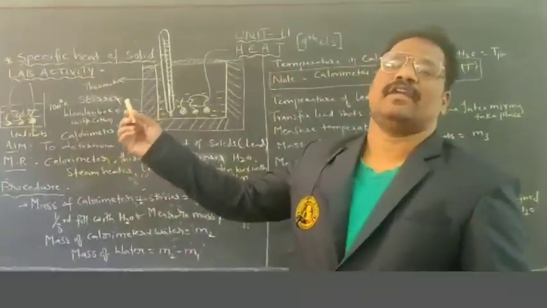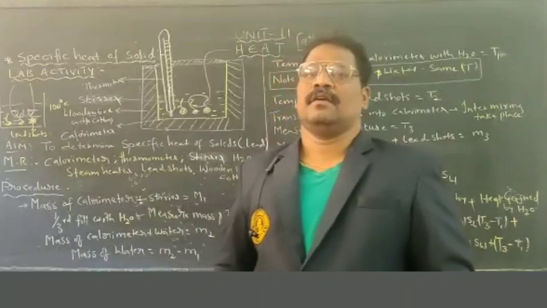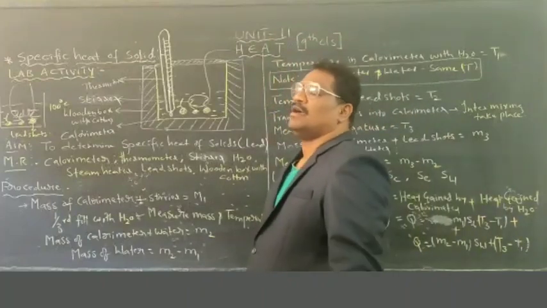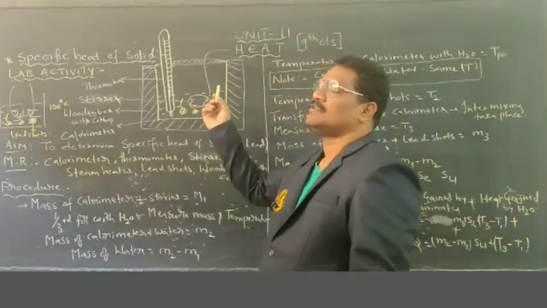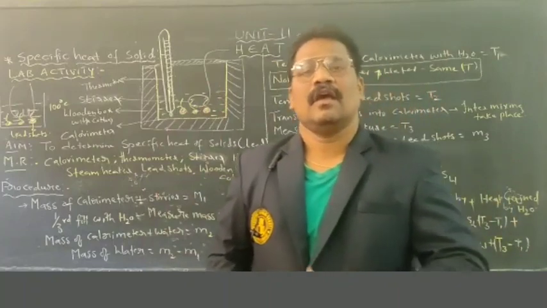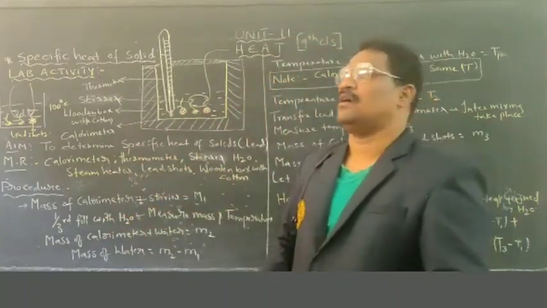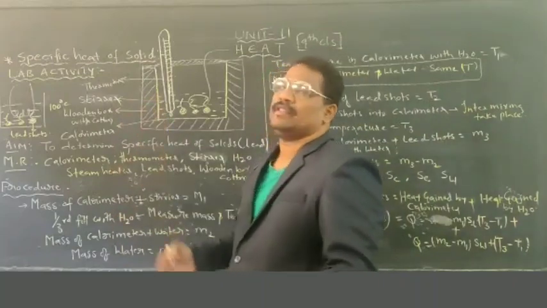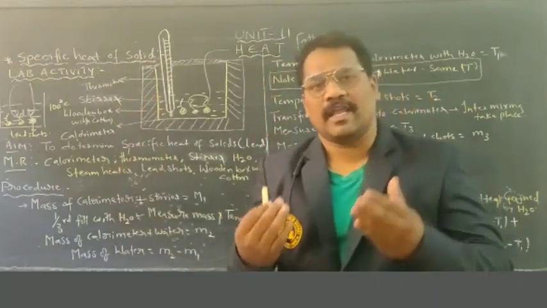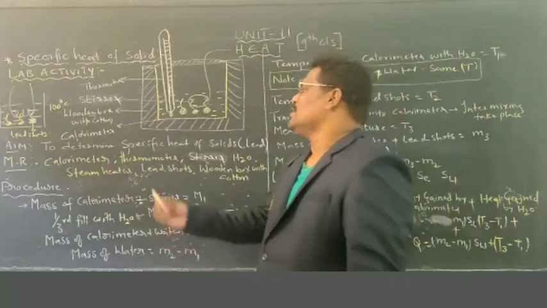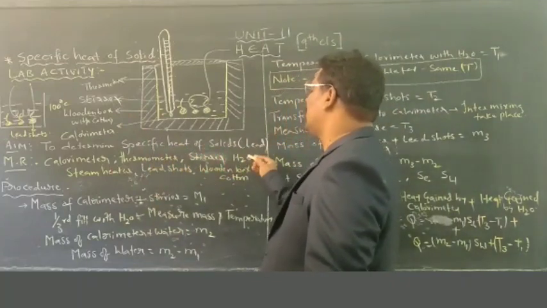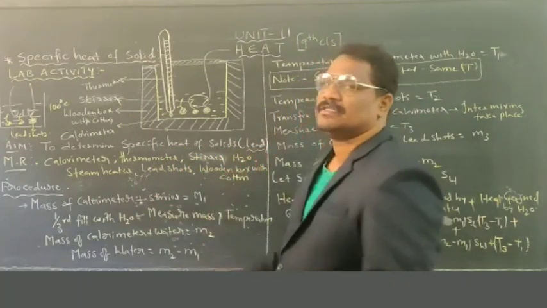What information does this lab activity give? It is mainly to determine the specific heat of a solid substance. How do we determine the specific heat of a solid? To do that, we are doing a lab activity. The main aim is to determine the specific heat of a solid; here we are taking the solid as lead.